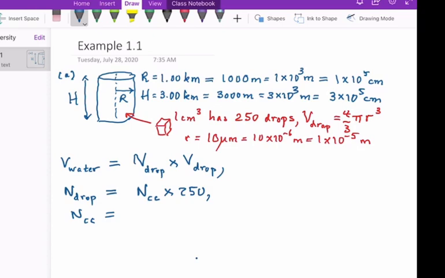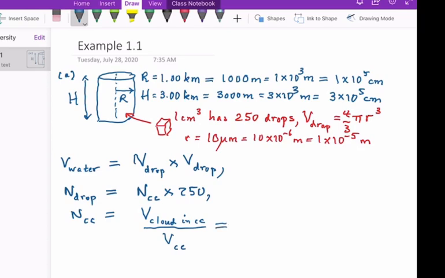So I'm going to write another little word formula. The number of cubic centimeters of cloud is going to be the volume of the cloud in cubic centimeters divided by the volume of 1 cubic centimeter. Okay? That's going to be the number of cubic centimeters. Now, what's the volume of the cloud in cubic centimeters?